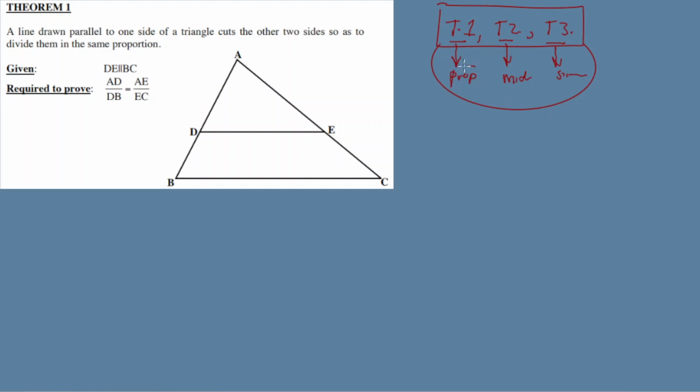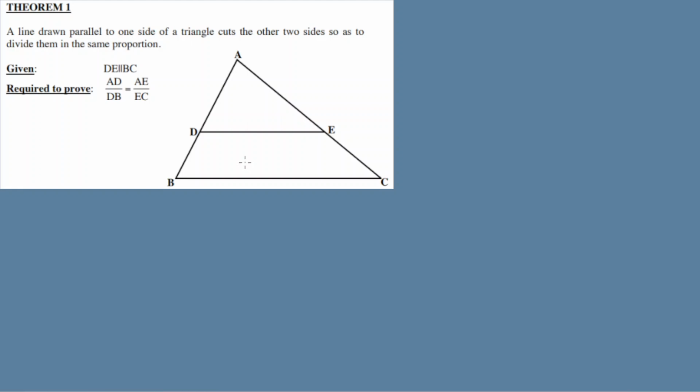So in this recording I will talk about theorem 1. I'll provide the proof as well as maybe do an example just to demonstrate how theorem 1 works. Yes, so thanks for tuning in.